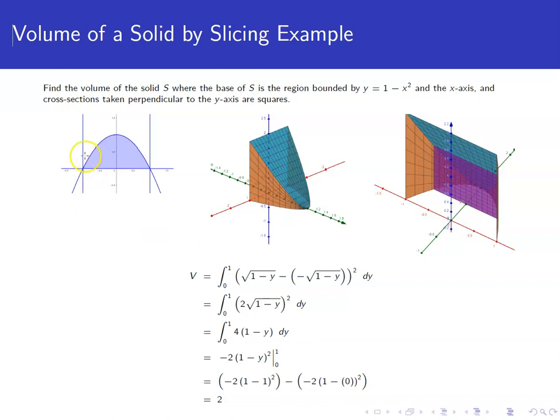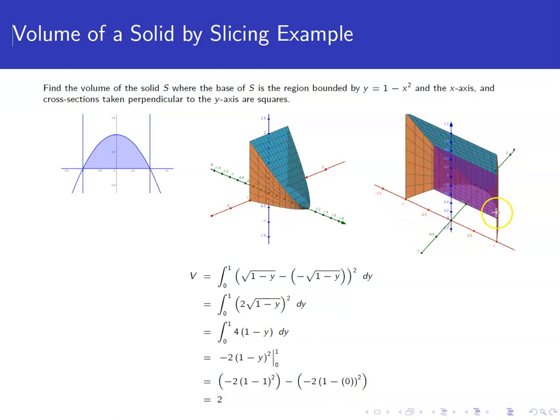So we're going to slice this way, perpendicular to the y-axis, and we know that the cross sections when we slice it are squares. Here's a picture of what the solid would look like. At the bottom is the base of our solid. Notice that when we slice perpendicularly to the y-axis, the green line here is representing your y-axis, we get these squares. Here's another picture of what a representative square would look like.